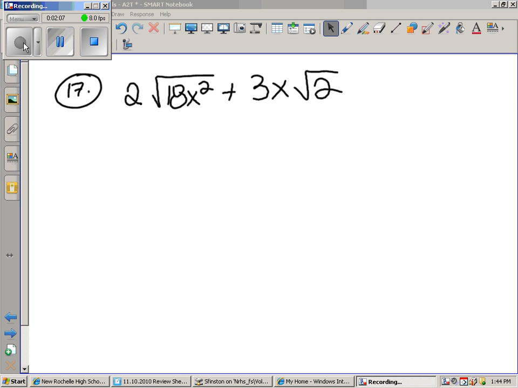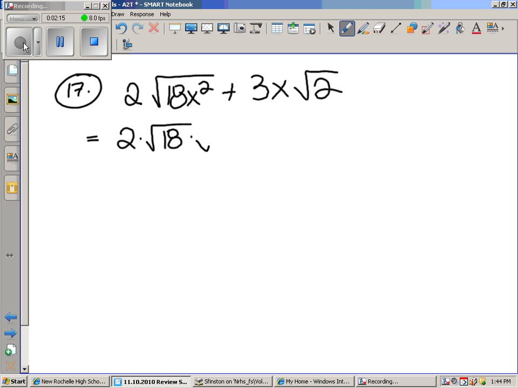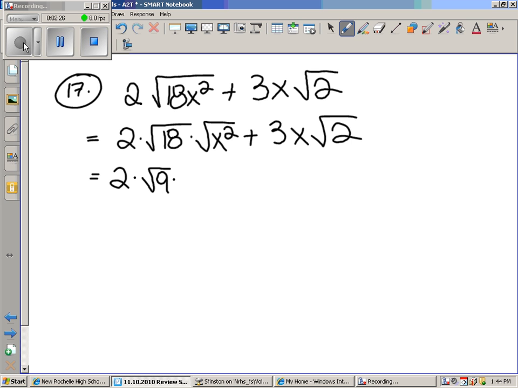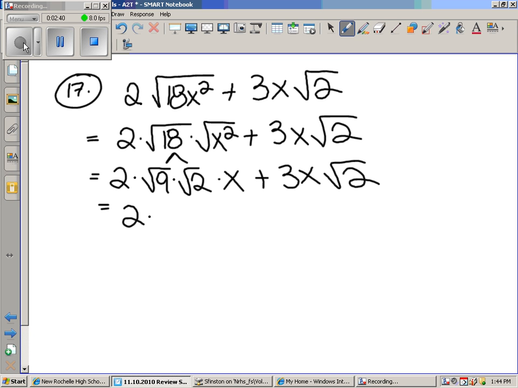Ready? Okay, problem number 17, very similar to problem number 16. We're going to just break things up again. So that's 2 times square root 18 times square root of x squared plus 3x square root 2. Nothing breaks up over here, so we're just dealing with the left side. That's going to be 2 times the square root of 9 times the square root of 2, and I got those by breaking up 18. The square root of x squared is just x plus 3x radical 2. So this is 2 times 3 times radical 2 times x plus 3x radical 2.